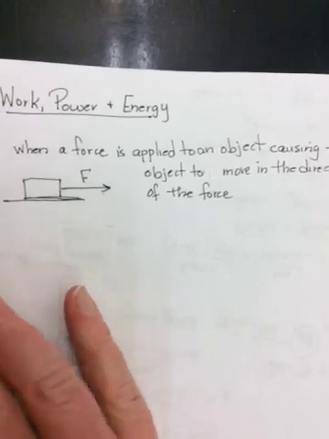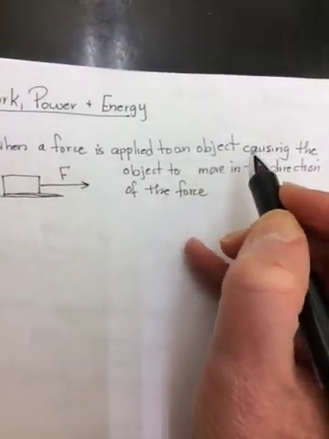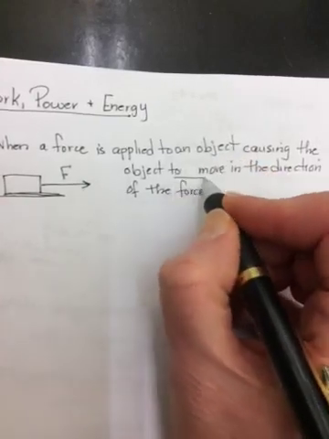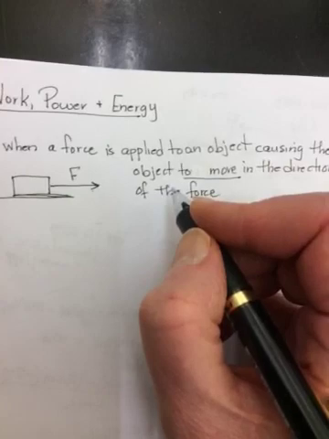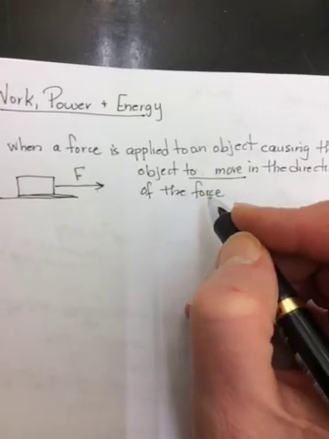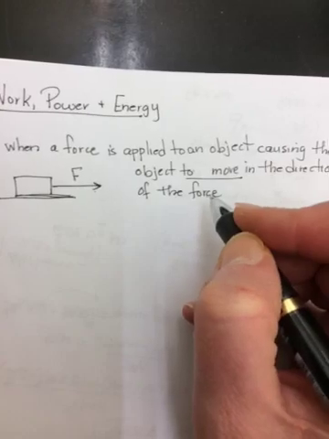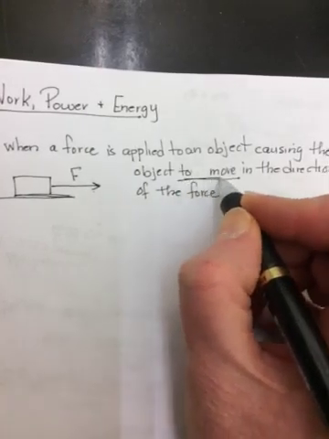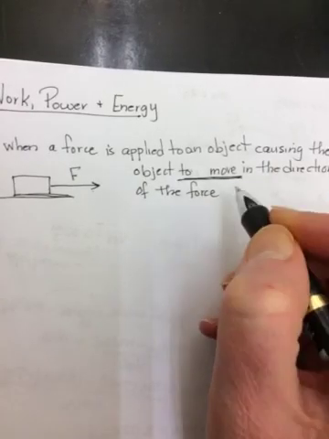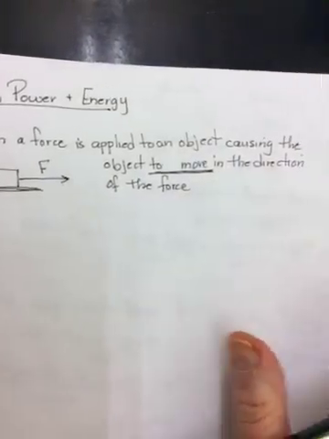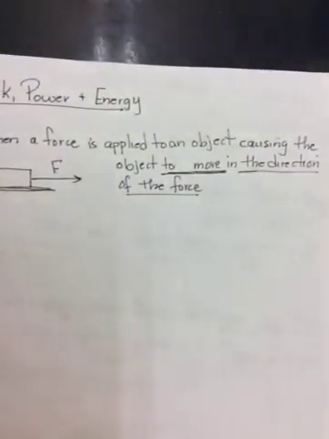Obviously, you have to apply a force to the object. You have to apply a force to an object that makes the object move. So I could push on my desk all day, but no work will be done because the desk, the front lab bench, is going to take me quite a while to move. So in order for work to be done, the object has to be moved. So that's one thing. And it has to move in the direction of the force.